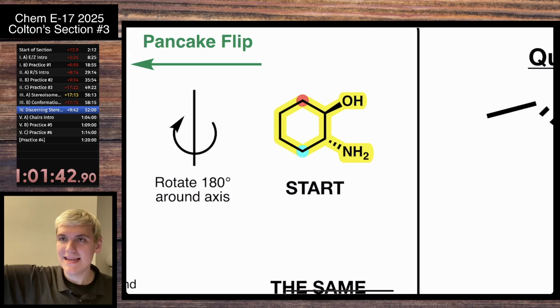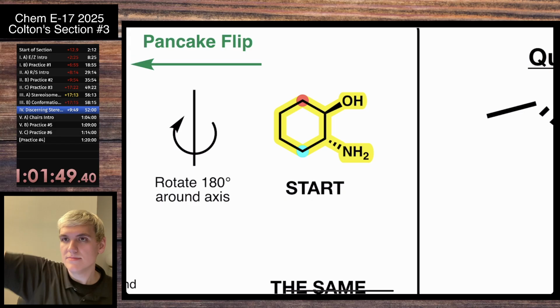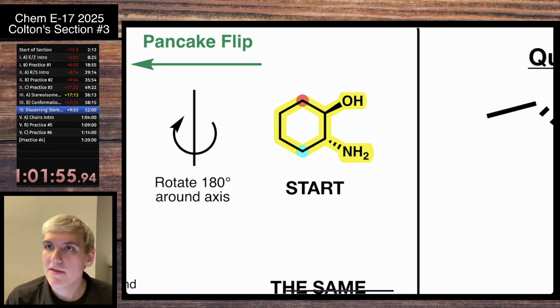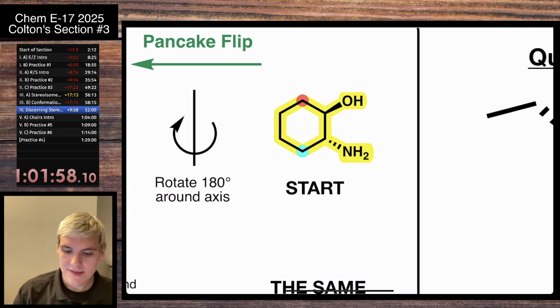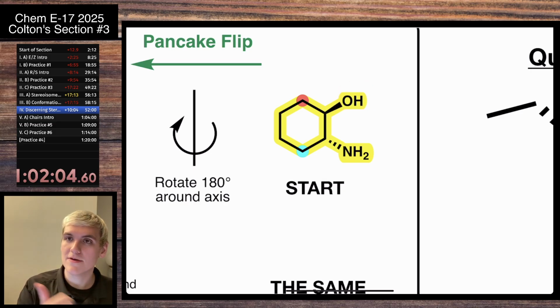So if I do a pancake flip and turn this over in the air, do you see how now it's going to be going down? Like the up, but then when I pancake flip it, it's now going to be down. So when we redraw the molecule after doing a pancake flip, this OH that's on a wedge is going to be on a dash.